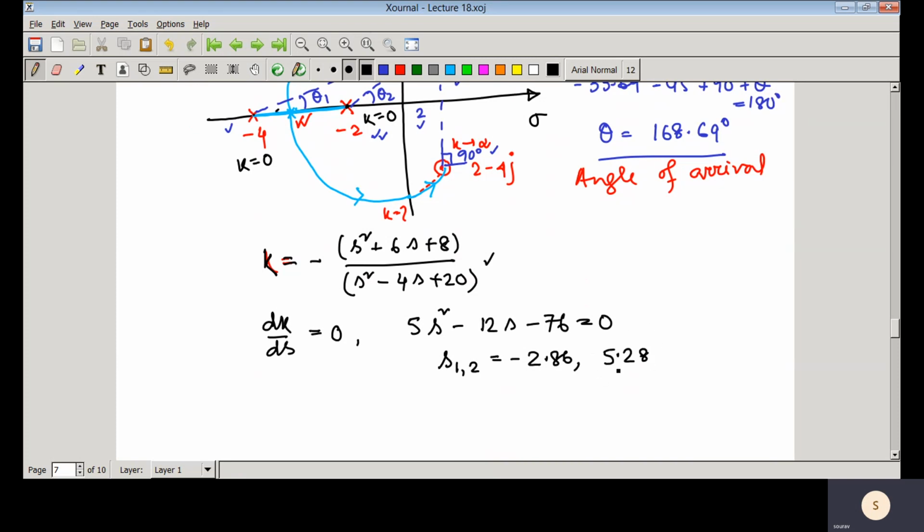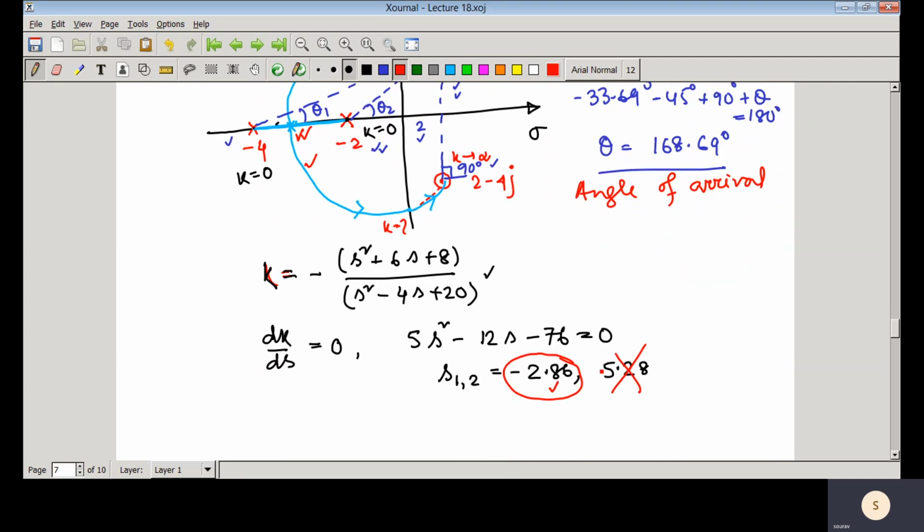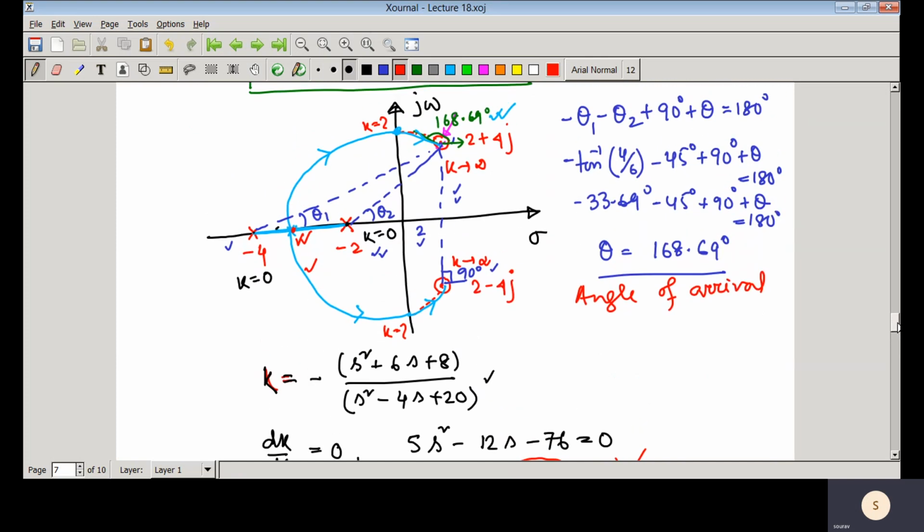So I would suggest you to calculate on your own, and then you will see that we will be considering only one value because the other value is not part of the root locus, as you can see. So the part of the real axis, that means from -2 to -4, is the only part of the root locus, and this is the point minus 2.86. So this is the point inside -2 and -4, which would be the breakaway point. The other point, 5.28, is outside that segment. So that means it is not a point that lies on the root locus.